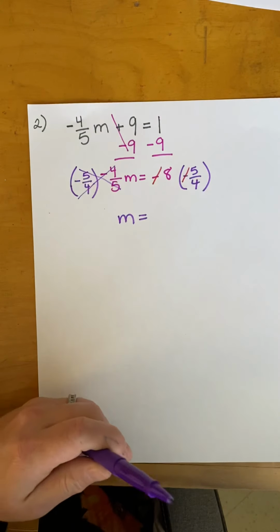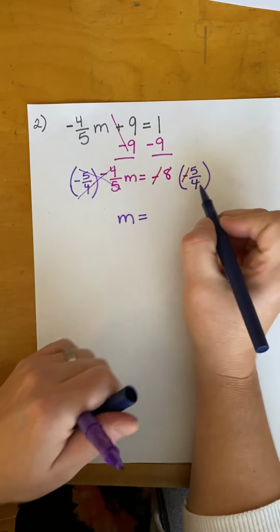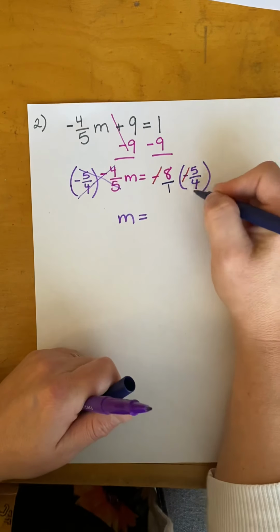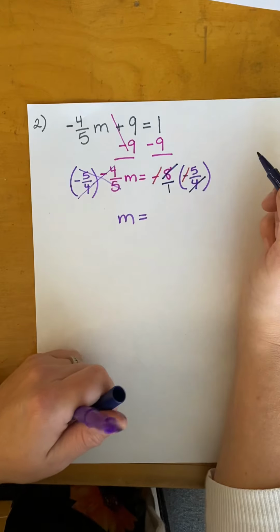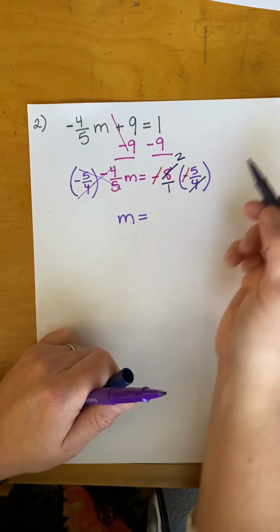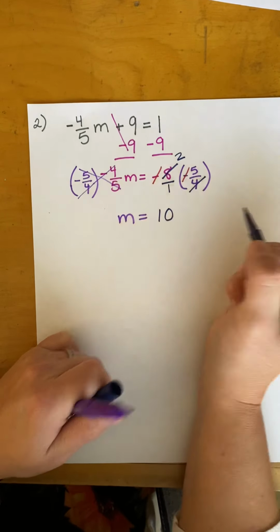You can cross-reduce this fraction and make your life easier. And again, if you want to put the 1 under the 8, because that's what you like, have at it. 4 will go into 8. How many times? 2. So all we're left with is 2 times 5, which is 10.